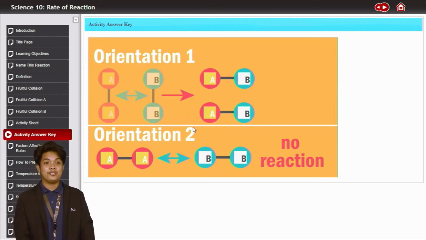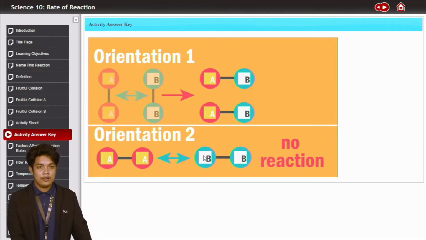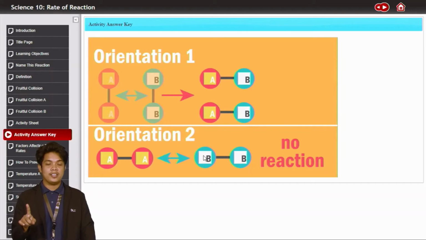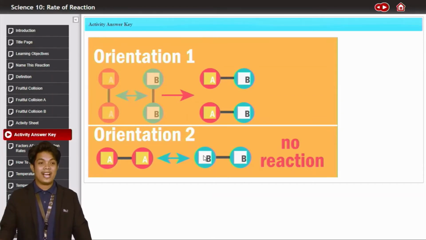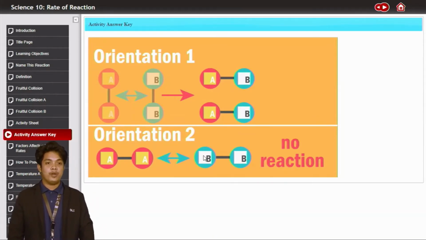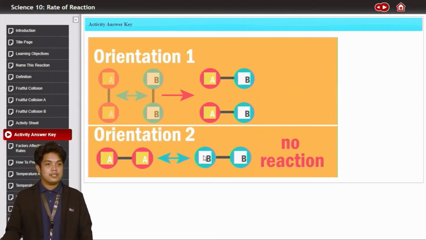In orientation number 2, there will be no reaction, since only one pair of A and B will collide with each other. Thus, there will be no reaction. The bond of A to A, and B to B, or hydrogen to hydrogen, iodine to iodine, will hold them together as they collide with each other.